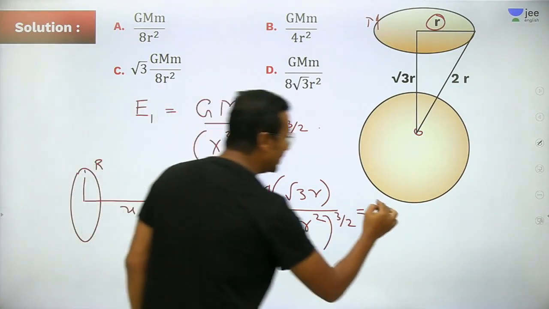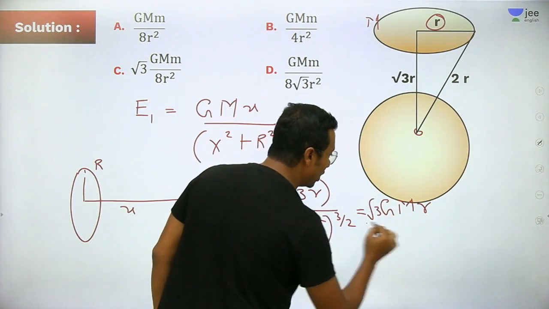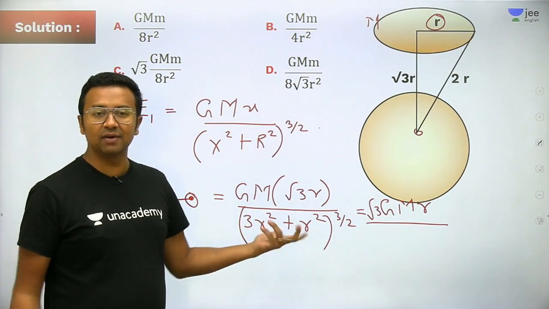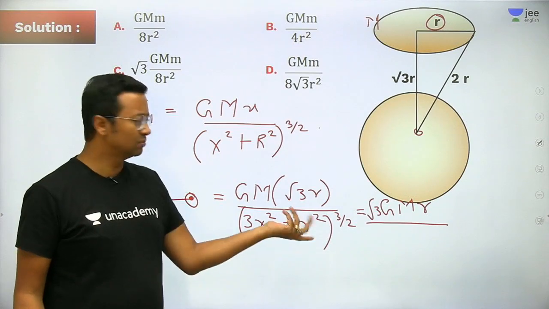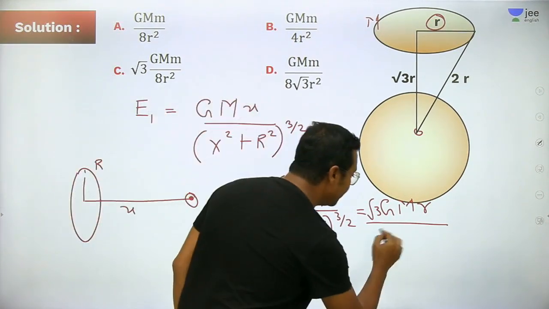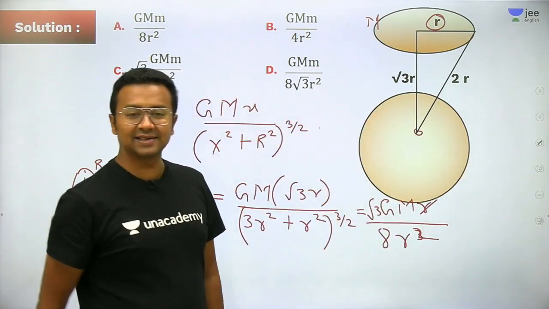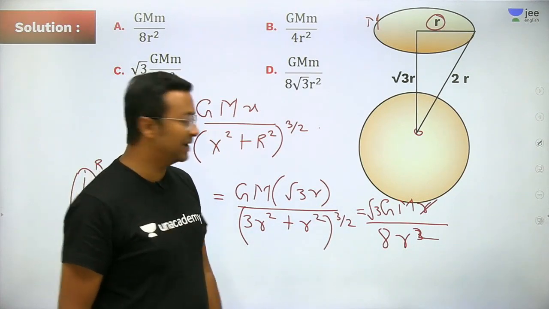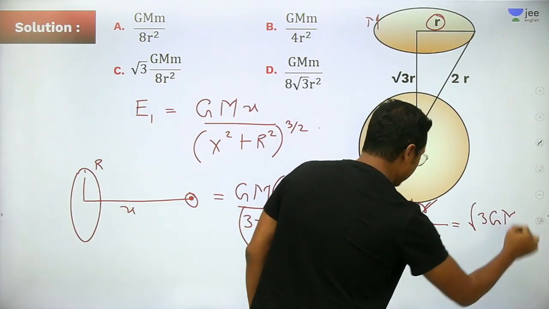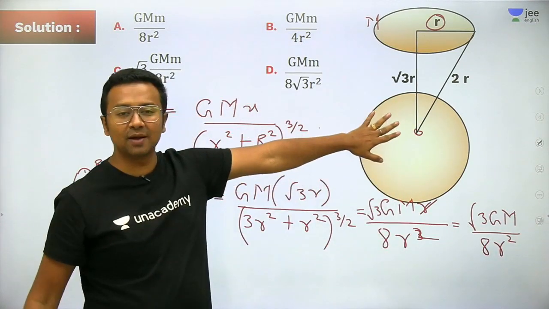If you solve it, you will get G capital M root 3 into small r divided by, now try and understand, 3R square plus R square will be 4R square. Simple. So you just take the root of it, 2R, cube of it, 8R cube. One R cancels one of the R in the denominator. So we have root 3 G capital M divided by 8 times small r square, and let's say this has got a mass of small m.